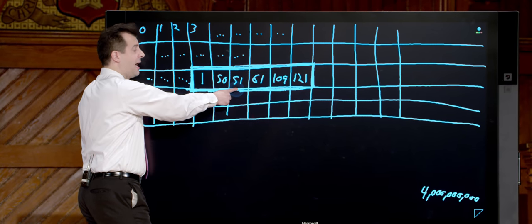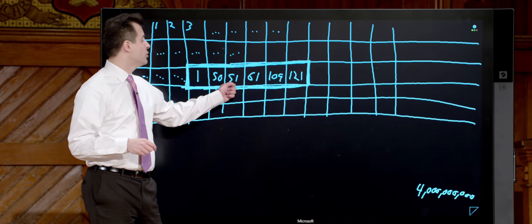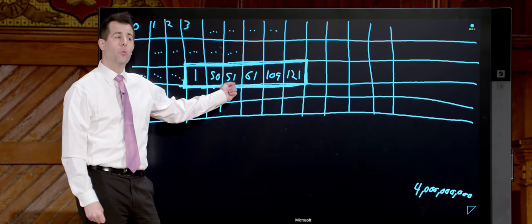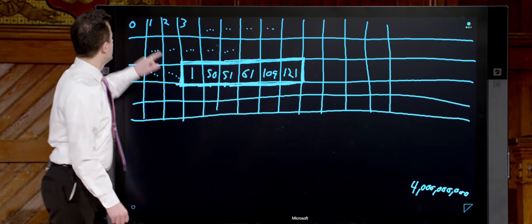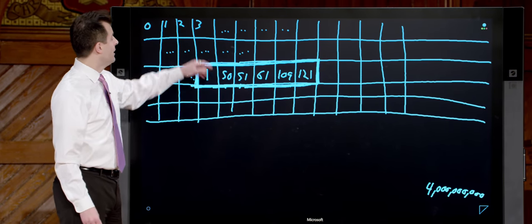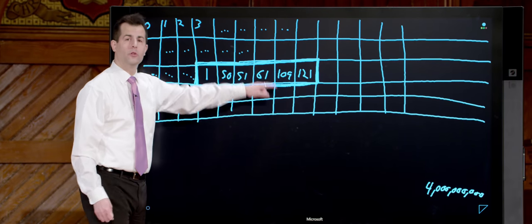Well, you just add 1 to your location. Not 1 to your value, 1 to your location. How do you go from the number 51 to 61? You just add 1 to your location. Again, because if this is byte 0, 1, 2, 3, and I don't know where we are here, maybe this is byte 100, 101, 102, 103.